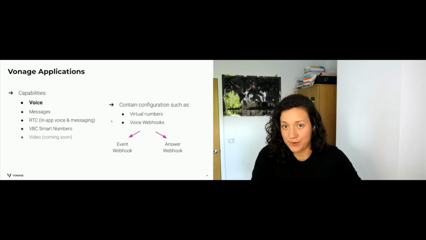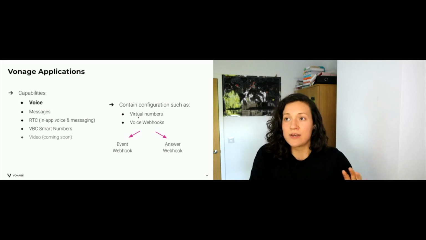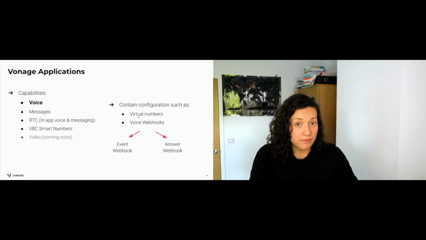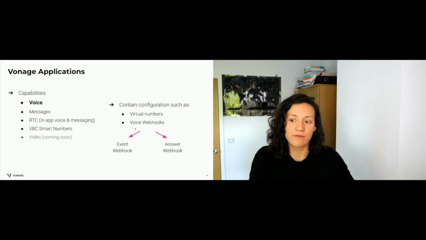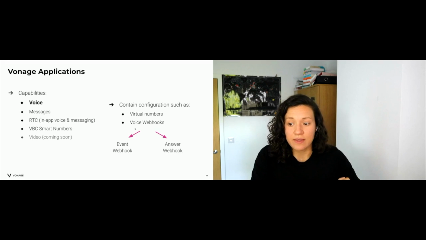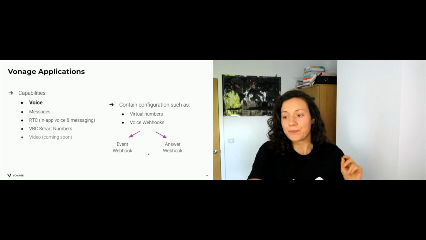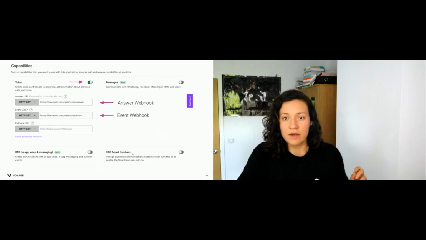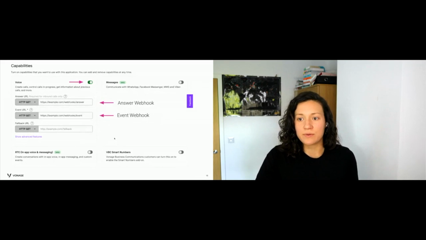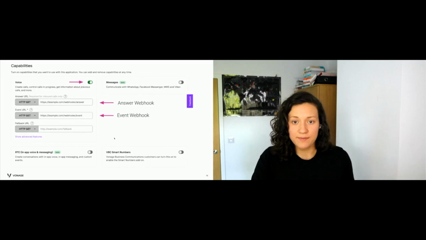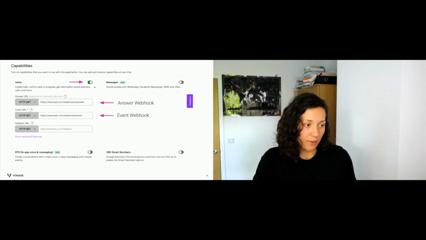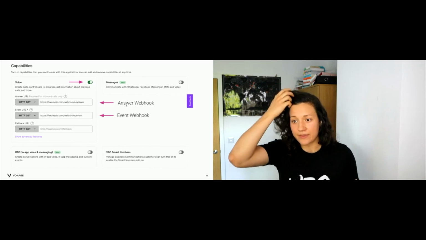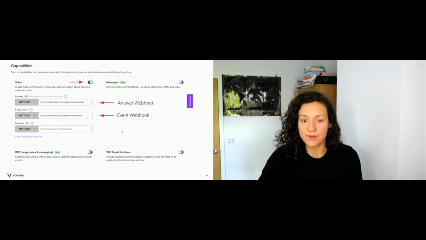They would contain information about virtual numbers as well. So if you had numbers linked to this application, they would appear there, and you will also have voice webhooks attached to it. You will need to provide an event webhook and an answer webhook. So while setting it up, it would look like this. First thing to note, make sure the voice capability is enabled, and then the answer and event webhooks are provided.